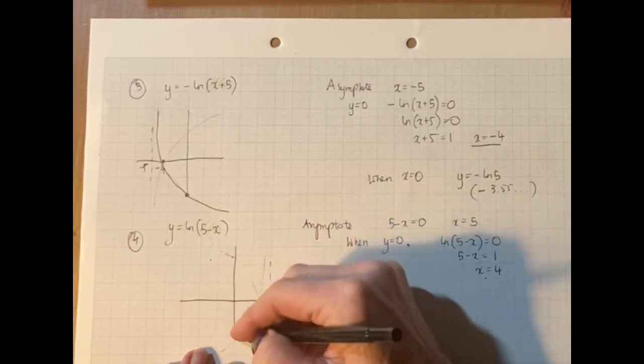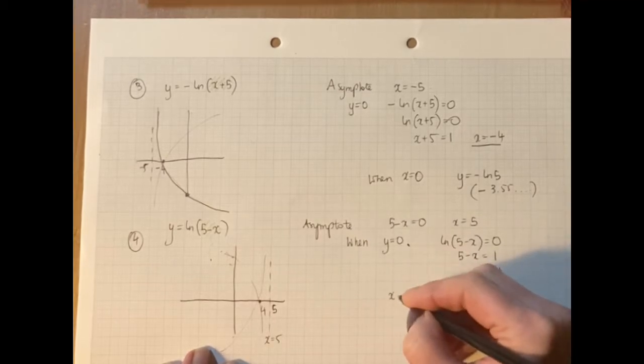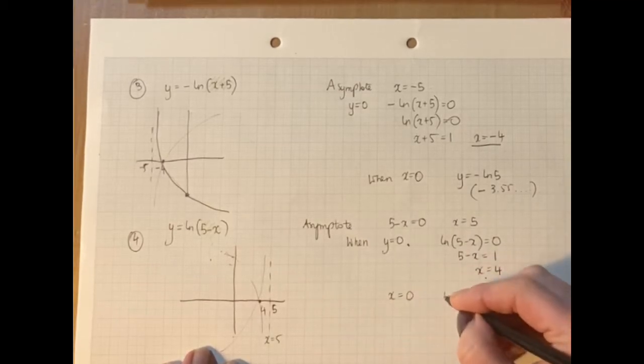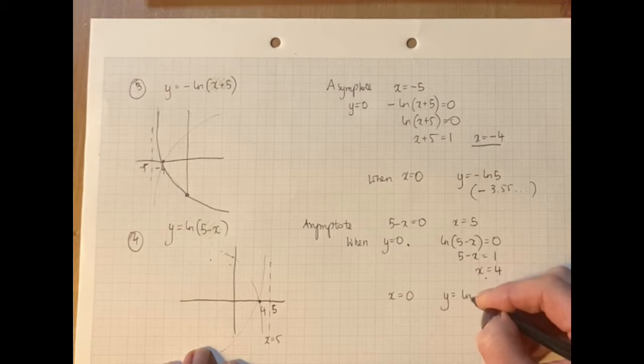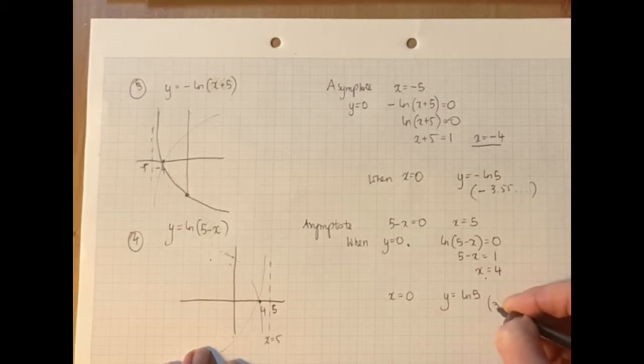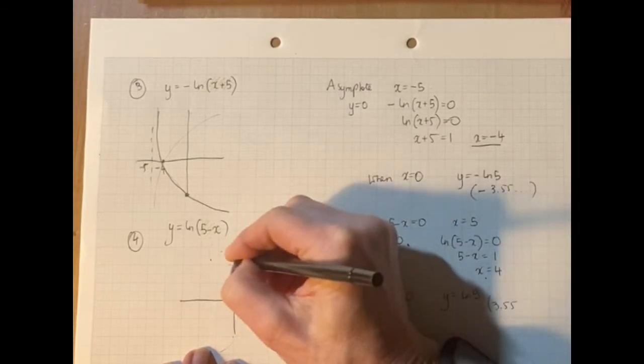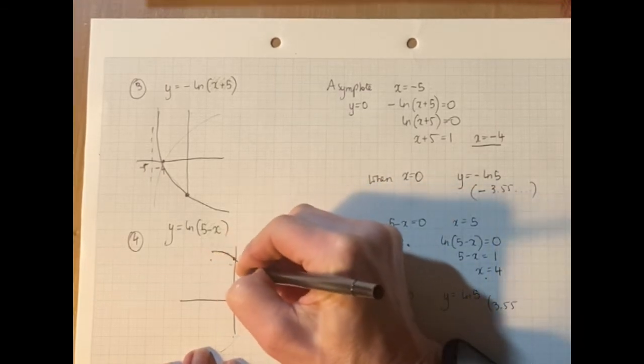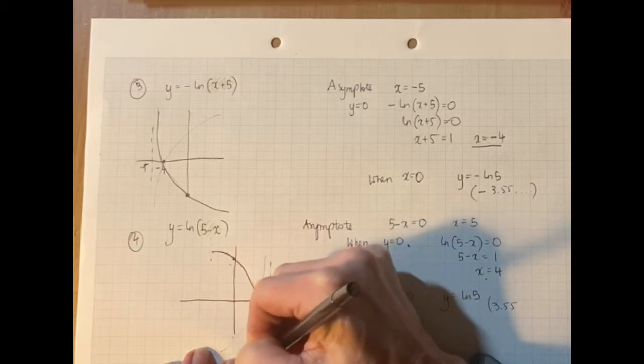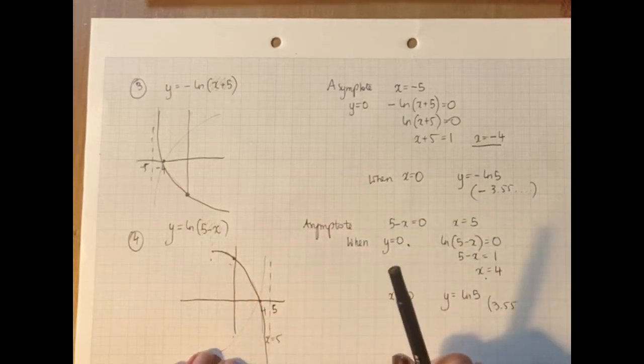So I have to find the intercept with the y-axis. So make x equal to 0. We'll have y equals ln 5 minus 0. So ln 5. So this is going to be 3.55. So it's going to cross the y-axis over here. So it has to look like this. So it tends to the asymptote over here.